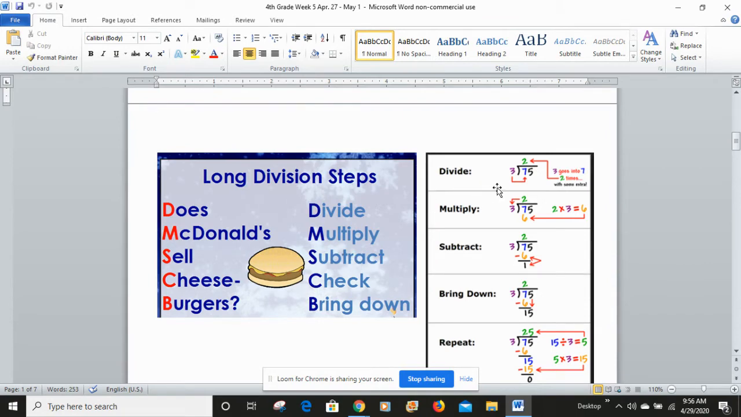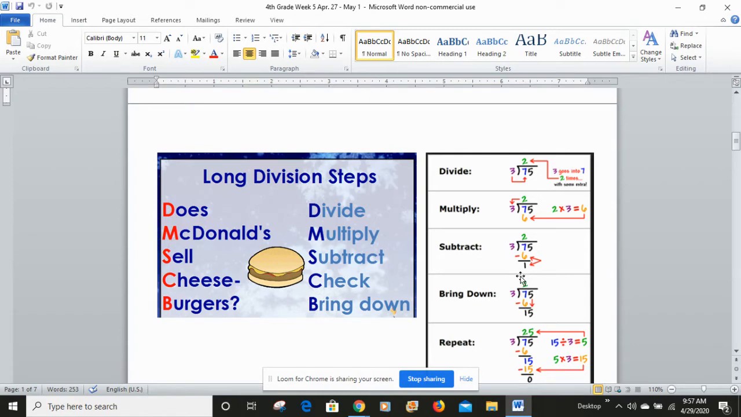So if we look over here at this particular problem, we have 75 divided by 3, and the first place that we're going to divide is in the tens place right here. So we ask ourselves, how many times will 3 divide into 7? Or 3 times what number gets us close to 7 without going over? And that's 2. That's the division part, the D step. Then we multiply 2 times 3, which is 6. That gives us the multiply. Then we subtract. 7 minus 6 is 1.